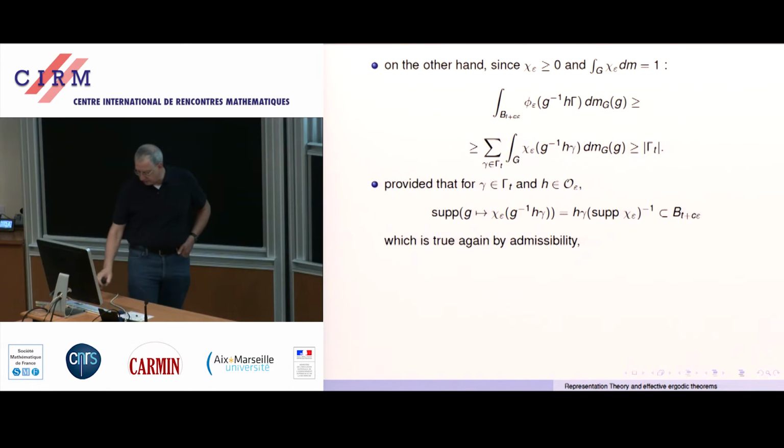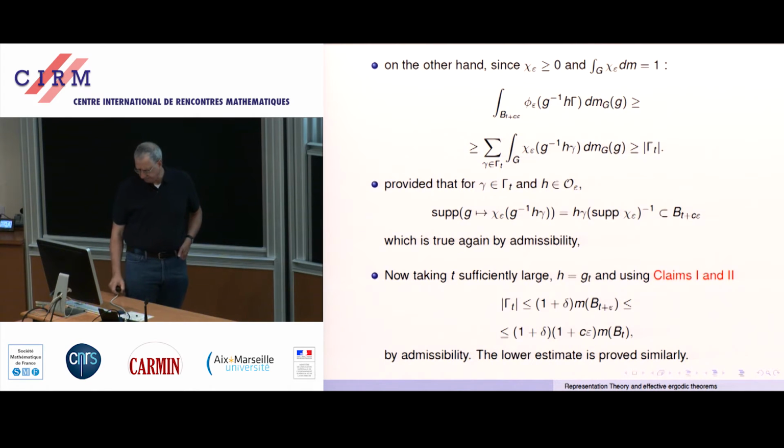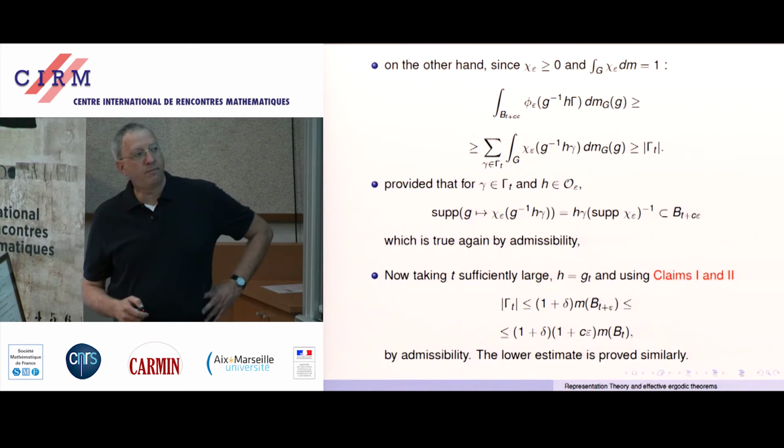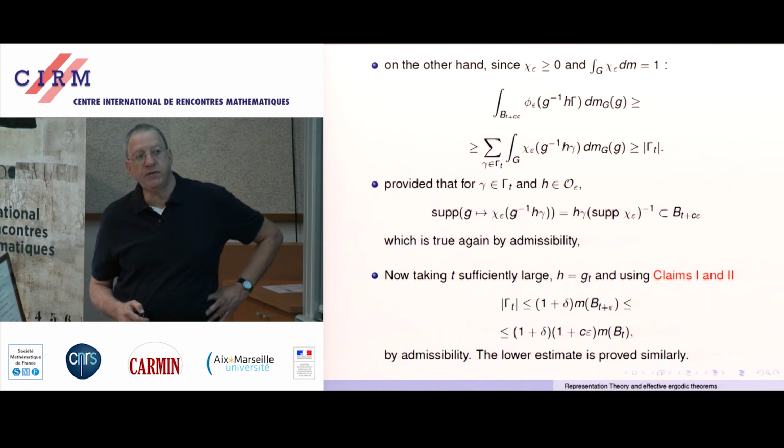And once again, this is true by admissibility. So now taking t sufficiently large and taking h to be g_t, the point that we were able to find inside the small deviation set, and using claims 1 and 2, we conclude that gamma t is less than or equal to 1 plus delta m(B_{t+1}) because of the fact that g_t has small deviation. And by admissibility, this is bounded by 1 plus delta, 1 plus c epsilon, m(B_t).